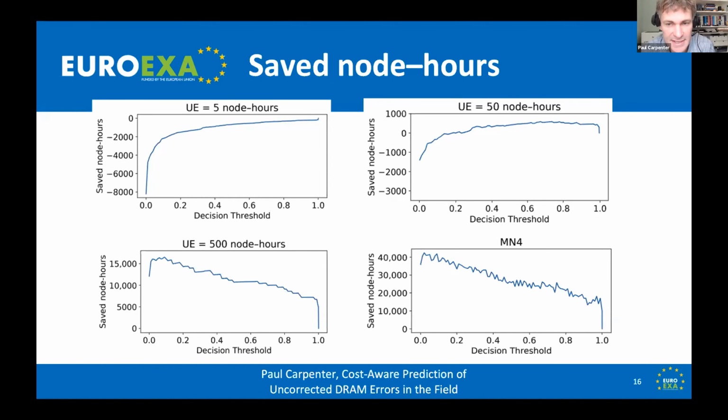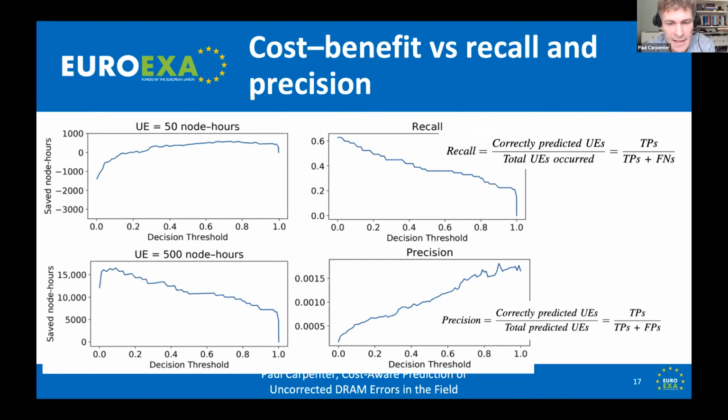We got the data here for different scenarios. This slide does a lot, but it's trying to say that this decision, which is really important for evaluating it and even making use of it, requires the cost benefit calculation. If you try to do it in terms of recall and precision, which we have in the two left-hand plots, you're going to change your decision threshold. Okay, what do I do then? Well, what you do depends on what your UE cost is, and it's going to be totally different between 50 node hours and 500 node hours, which were just two points I took.